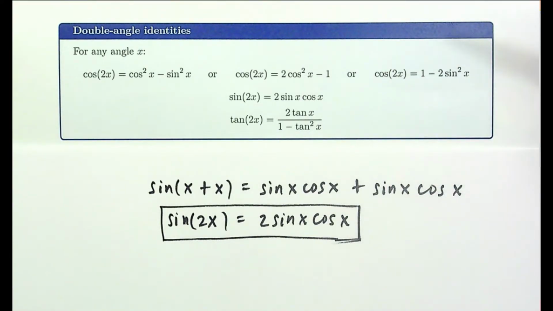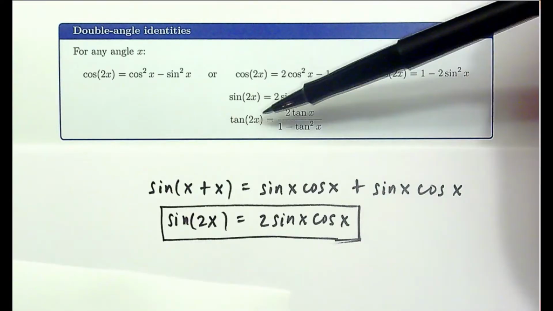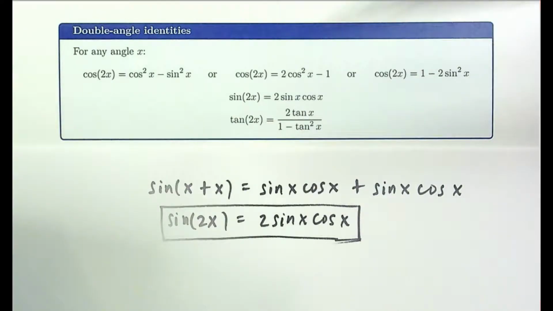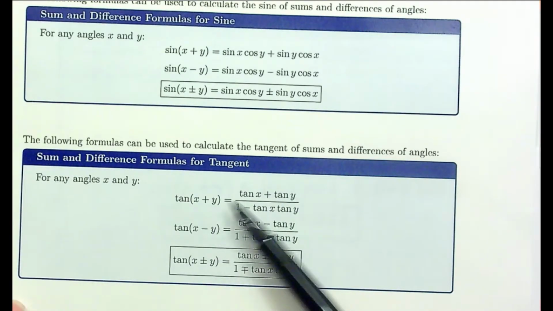But okay, so you see that's the very first one. How do you get the other ones? Exactly the same way. So just use the corresponding formula. So for example, to figure out the formula for tangent of 2x, all you have to do is take this one and replace the y with x.